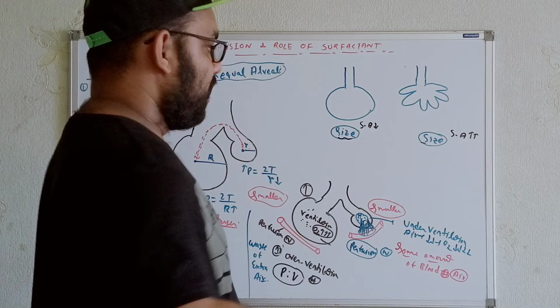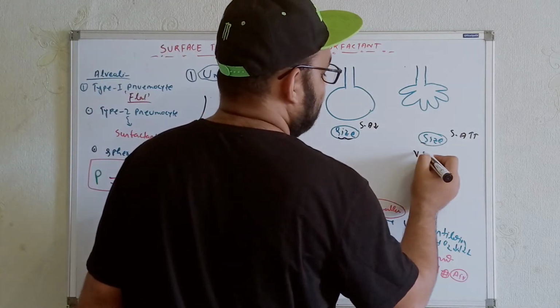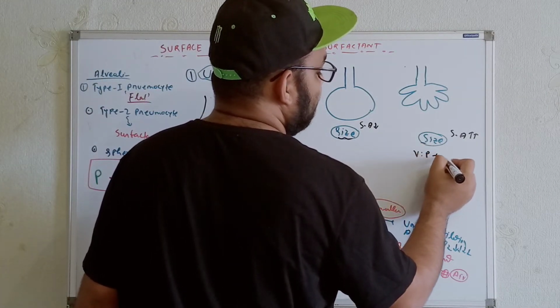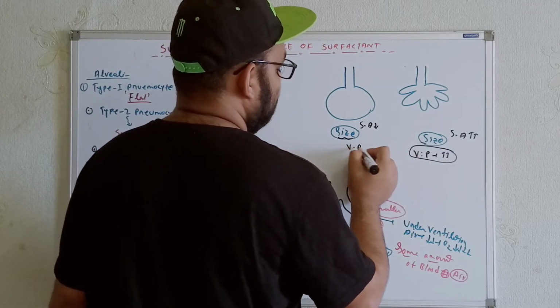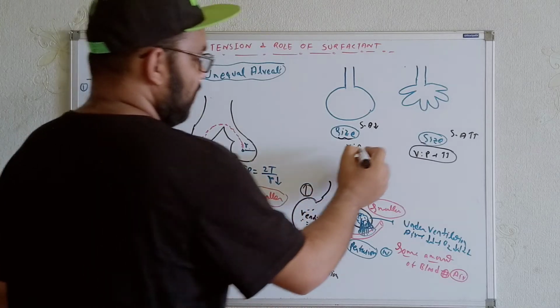Blood and gas exchange. So in these cases, what will we see? The ventilation perfusion ratio will be more effective. But in these cases, it will be normal. There will be no increase, no decrease. So it will be normal.